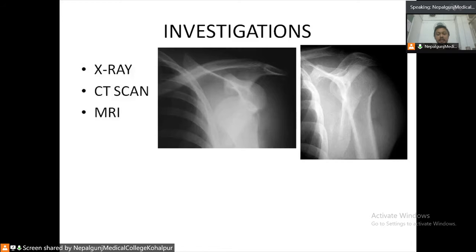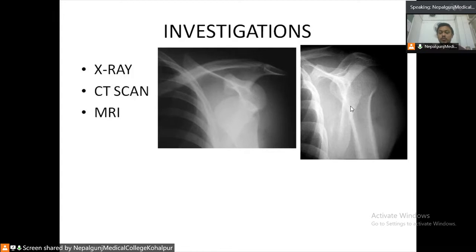Coming to the investigations, you can do X-rays, a shoulder AP view, CT scan, even MRI. MRI has some significance in acute dislocation or some sort of recurrent shoulder dislocation. X-ray is the common form. You can take the shoulder anteroposterior view, lateral view, and Y view. This is a case of anterior shoulder dislocation, a subglenoid variety. The shoulder is just coming anteriorly.